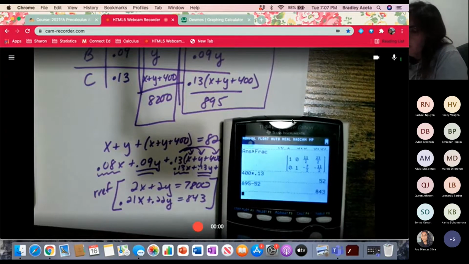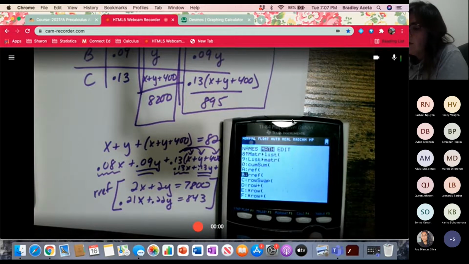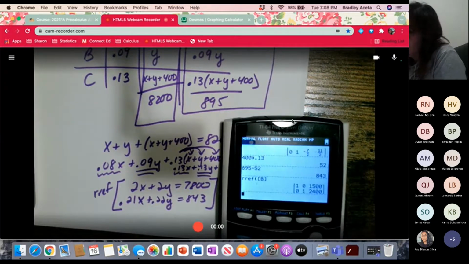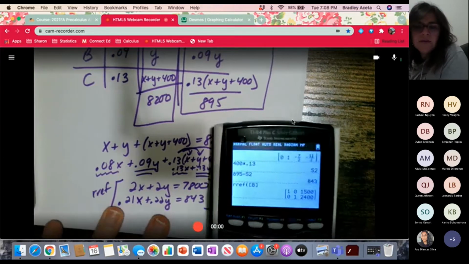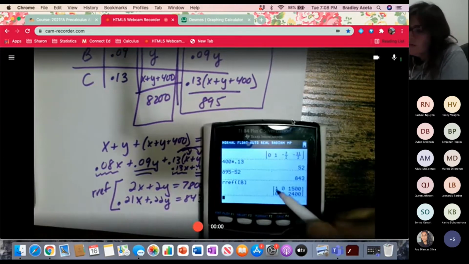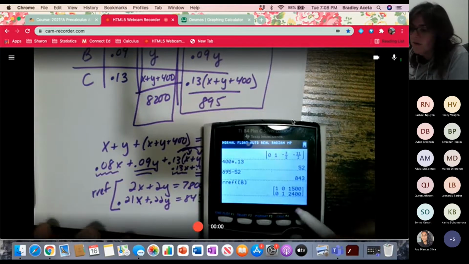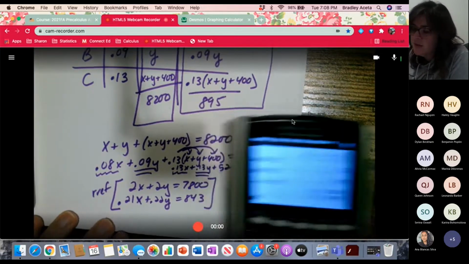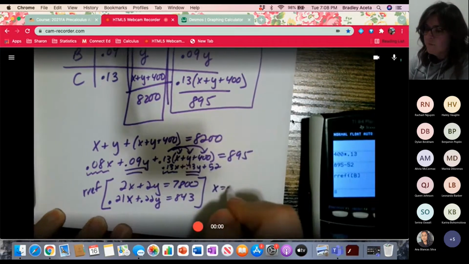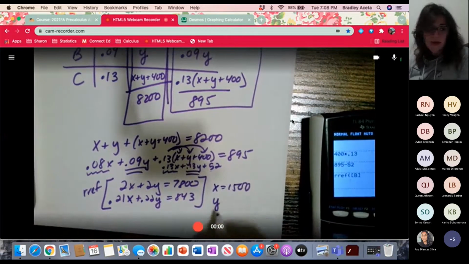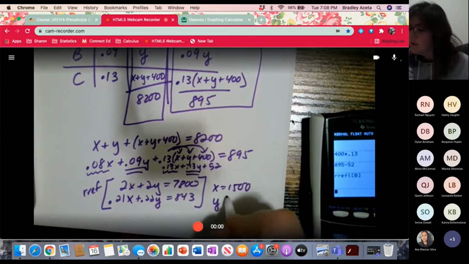And then go back to the home screen, go back into the matrix, over to math, RREF, back into the matrix, and then hit B. And look at that, if you can see it. You got your diagonal ones, zeros around, and then that last column is your answer. Your X is equal to 1,500, and your Y is equal to 2,400.